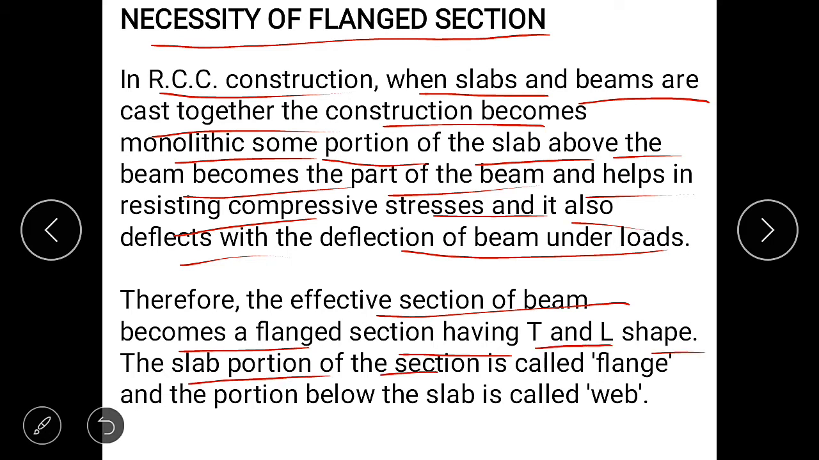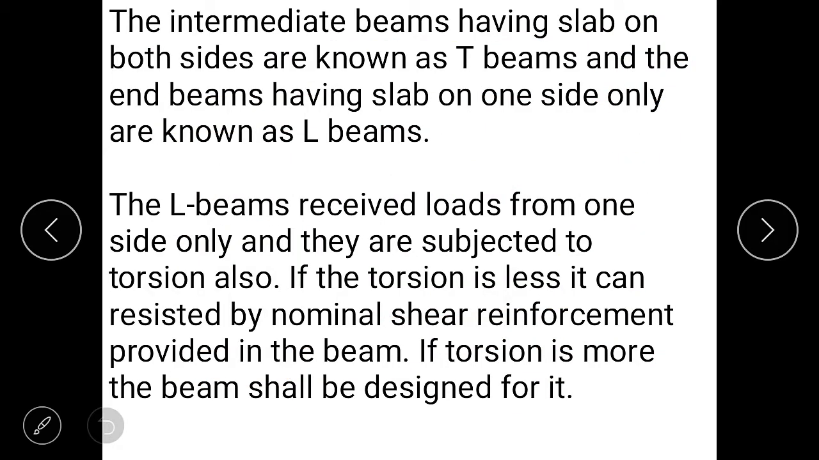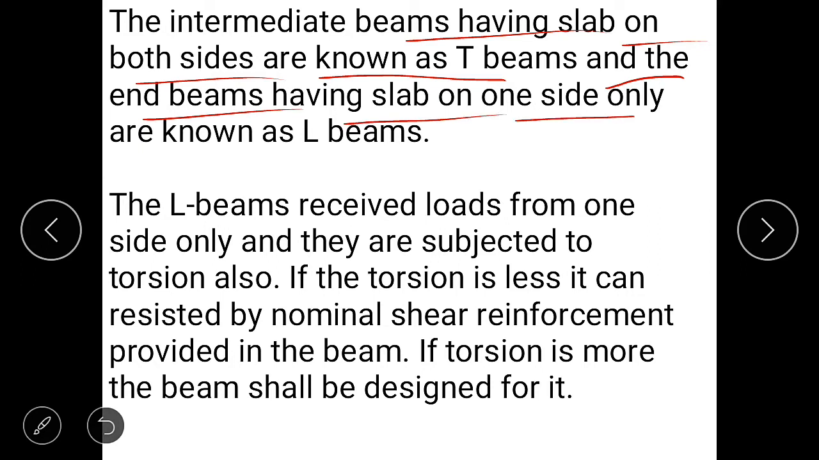The slab portion of the section is called the flange, and the portion below the slab is called the web. You all know the T section or L section. If we take the example of a T section, the upper portion is called the flange and the lower portion is called the web. The intermediate beam having a slab on both sides is known as a T beam, and the end beam having a slab on one side only is called an L beam.